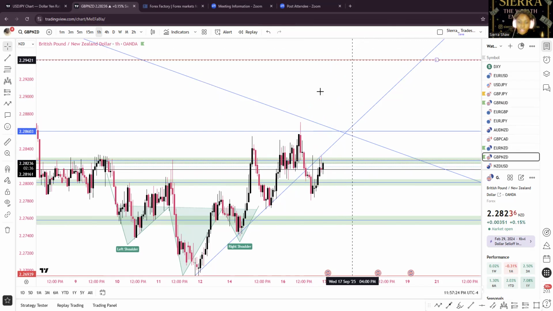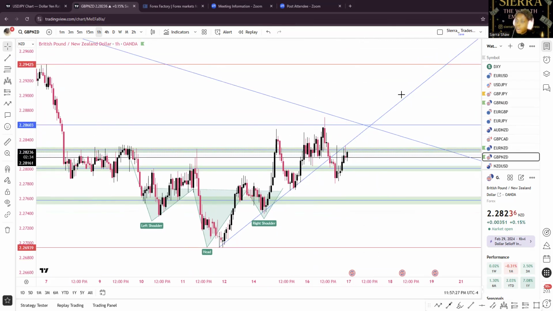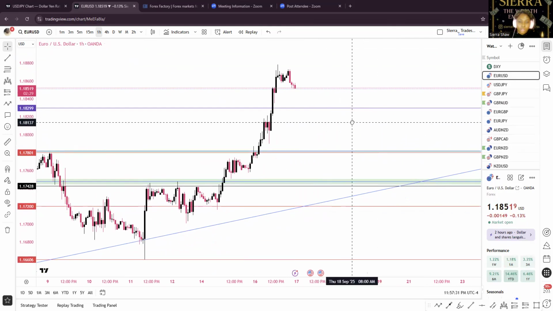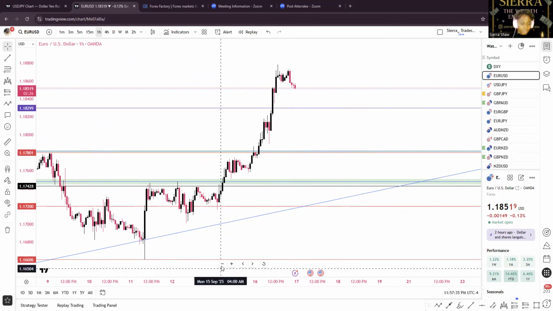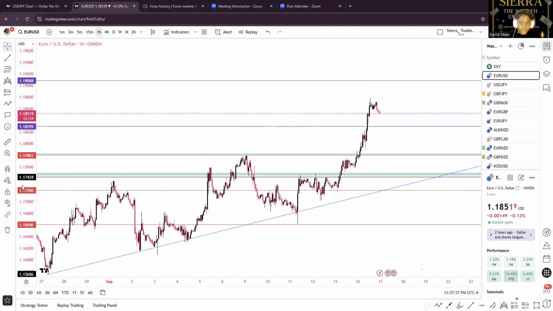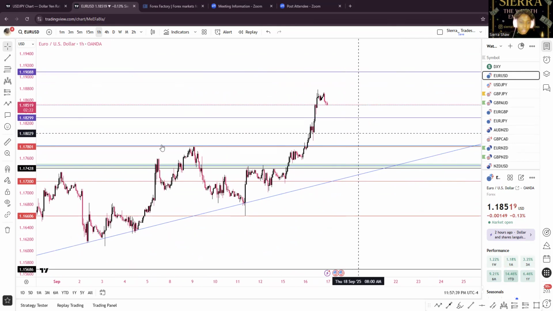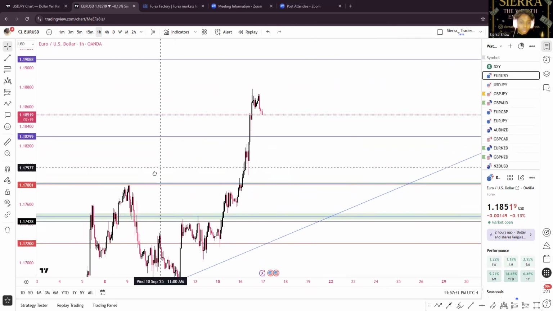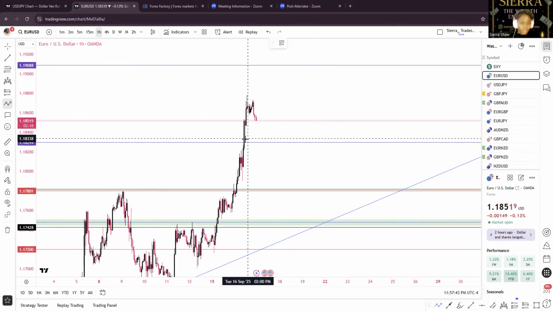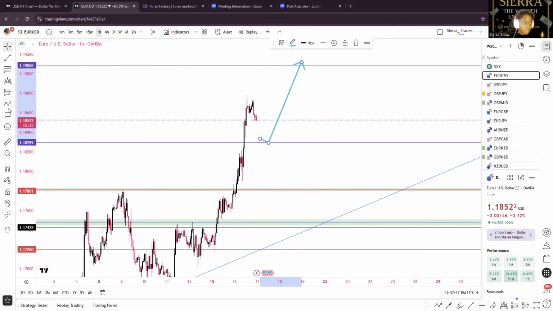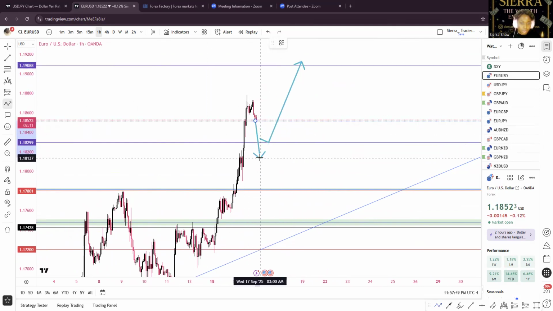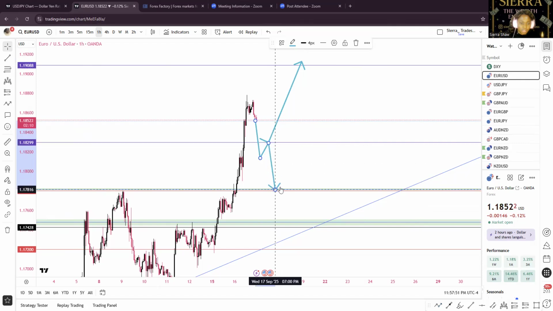All right, so that's your GBPNZD. I currently don't see anything else. EU, I want to see EU come back into this fair value gap here before it continues its buy. And then if it sells, this fair value gap is my point of interest right here. So I'm either looking for this or this.